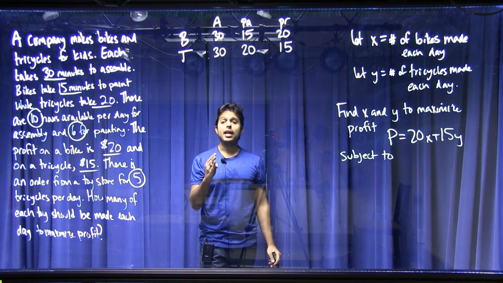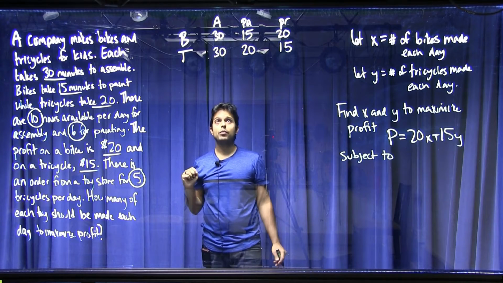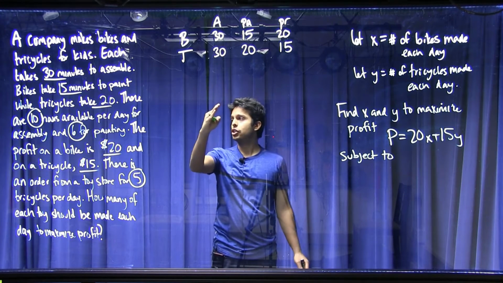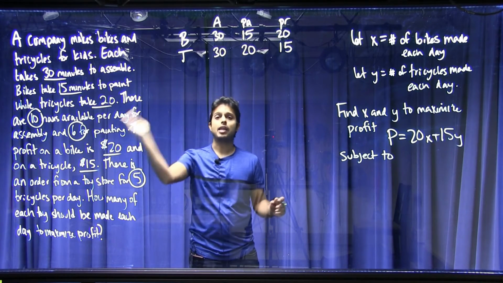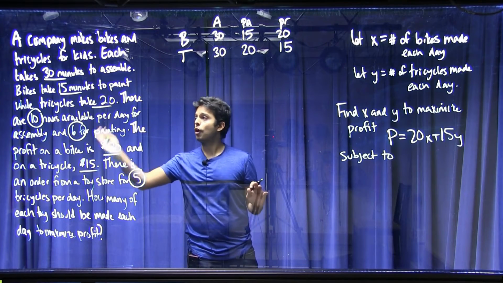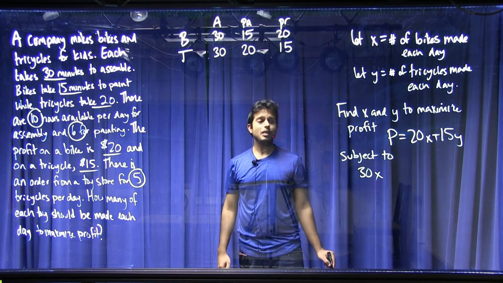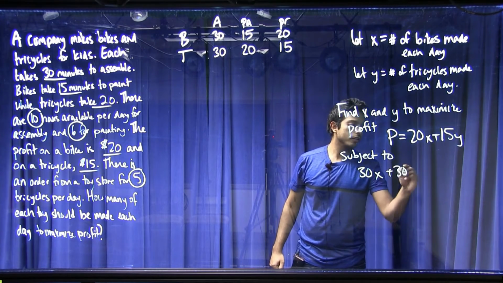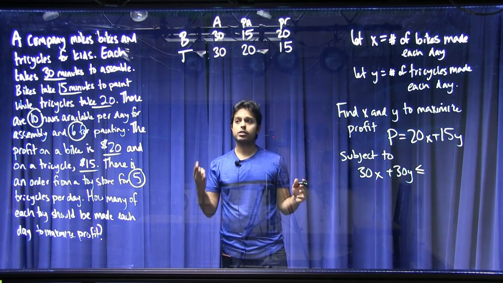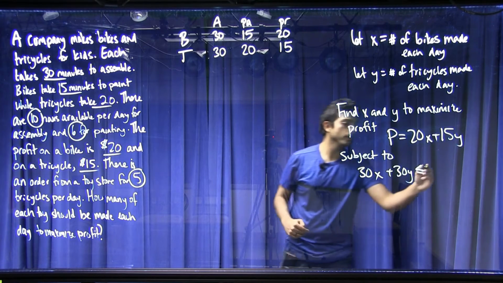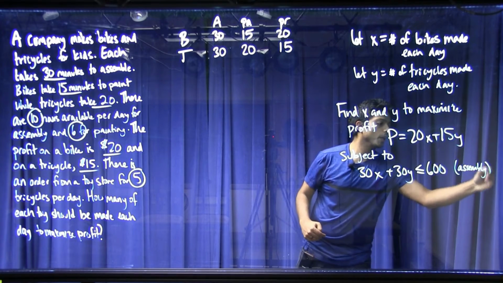We can get a constraint from a column of the table that we haven't used yet. So for assembly, 30 minutes each and 10 hours total. We have to convert from hours to minutes or minutes to hours. It's up to you. I'm going to convert from hours to minutes. So it takes 30x minutes to assemble X bikes. It takes 30y minutes to assemble Y tricycles. And in total, we have 10 hours, and 10 hours means 600 minutes. 10 times 60 is 600. So that's a constraint based on assembly.